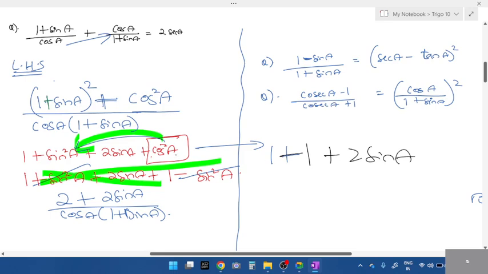Yeah, you can do it either way. Whatever you have done is also right. Or you could have done, you should know how to pair. If you pair even here, you get 2 plus 2 sin A.